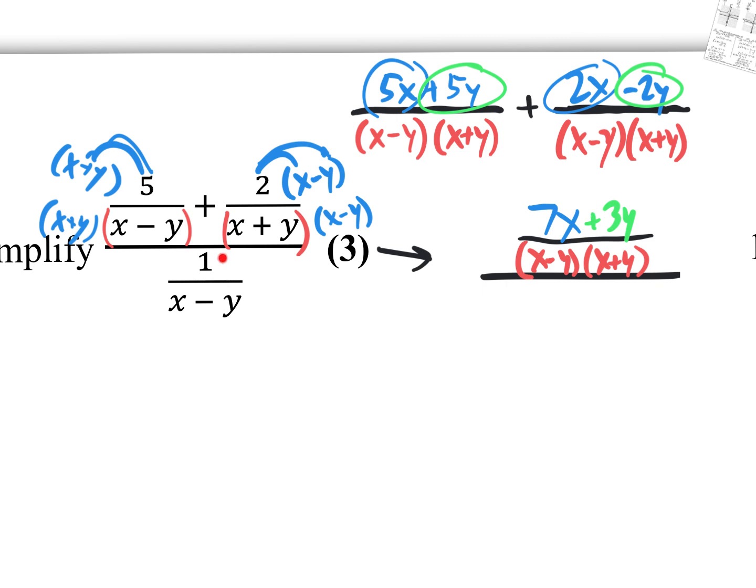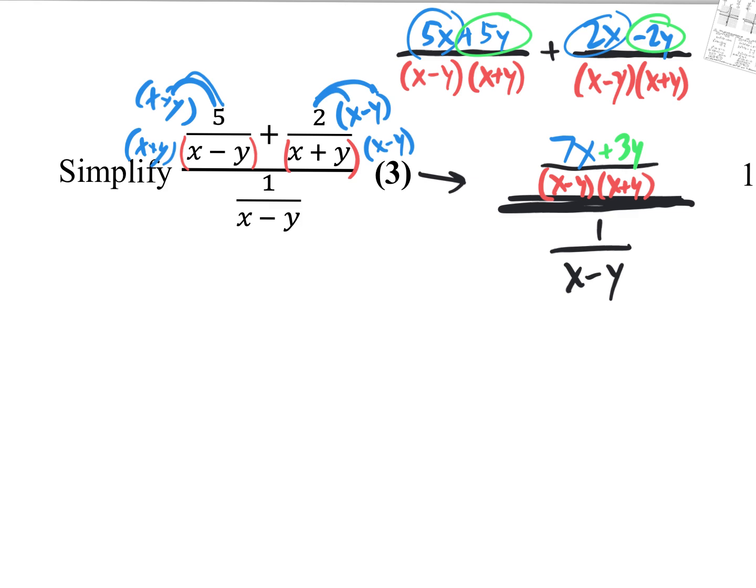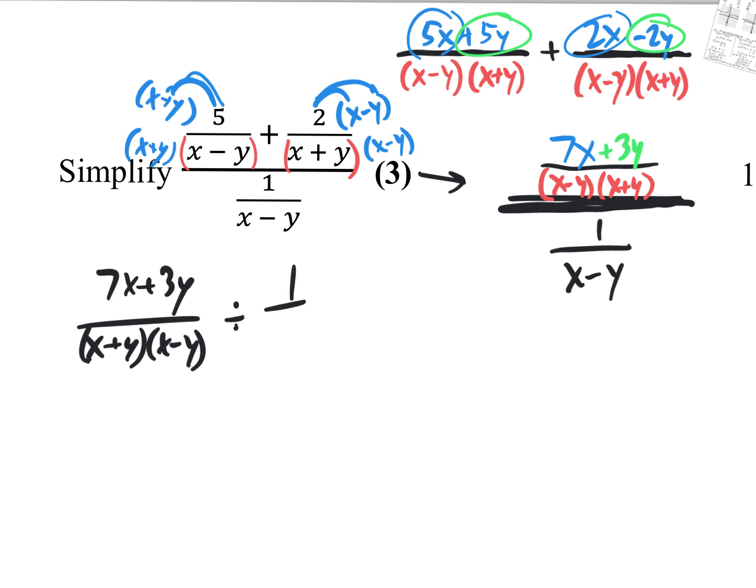Okay. Now let's rewrite this guy at the bottom. So at the bottom, we have this division of the 1 over x minus y. Okay. So you really have a fraction divided by another fraction. Now that's written vertically. It's probably better to write it horizontally. So here it goes. We have a 7x plus 3y over x plus y times x minus y. And we're going to put divided by 1 over x minus y. There's a lot of writing. We're going to end up changing this division to multiplication, as long as we flip that second fraction.